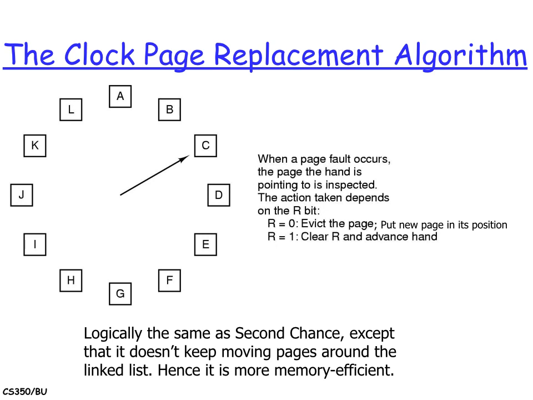So as a result, we don't have to move items around in a linked list if we are giving a page a second chance. It turns out that you need to make fewer memory accesses to implement the clock algorithm than to implement the second chance algorithm using a linked list. Otherwise, there is no difference between clock and second chance. They are basically the same algorithm, just that the data structures used and the way they are manipulated is different.